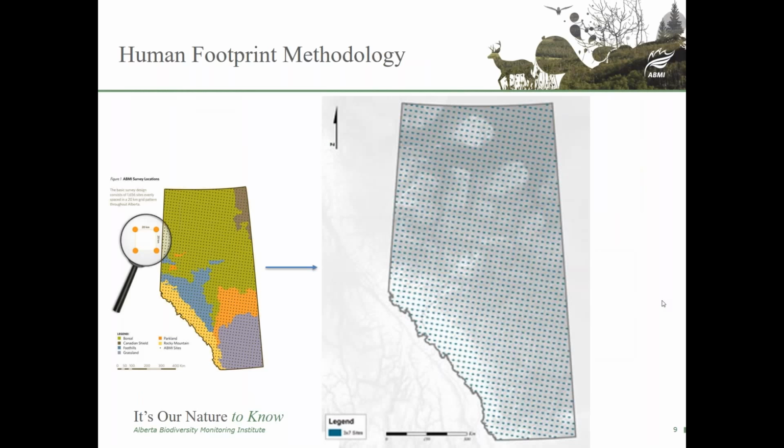The ABMI monitors the status of human footprint using satellite imagery at 2 spatial scales. The first I'll discuss with you is our 3x7 sample-based human footprint data. ABMI uses human footprint data measured annually at a 1 to 5,000 scale to track changes in human footprint over time.